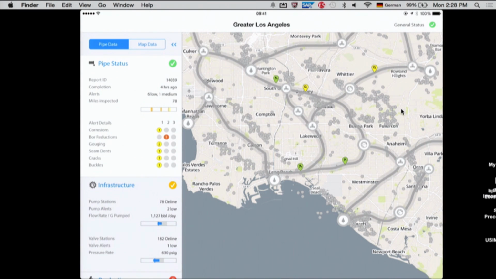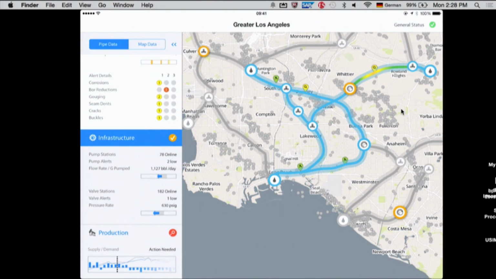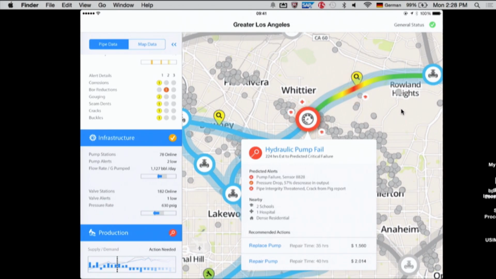Greg is working with multiple devices. He's looking at an iPad where he's seeing what is the pipe status. It all looks green. Then he's looking at the infrastructure, the stations that are there. No major issues there. He sees 2 low alerts, so he's not really worried about that. But then when he looks at production, there is something red here. So he wants to really figure out what's going on here. Near Whittier, so he goes down and sees what the issue is.